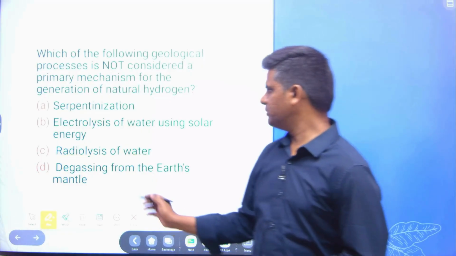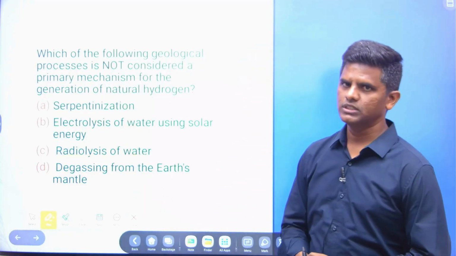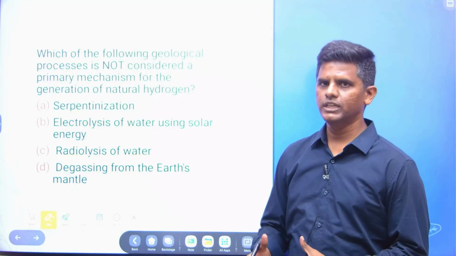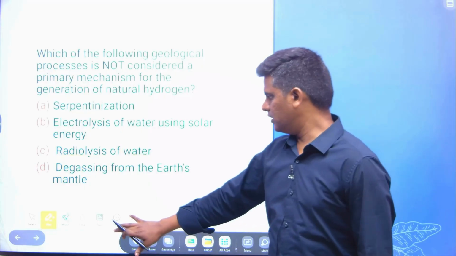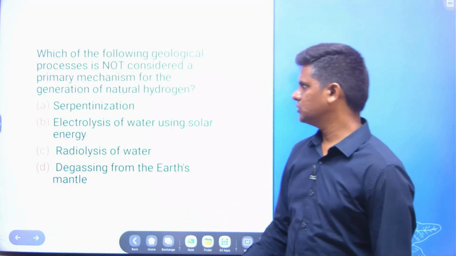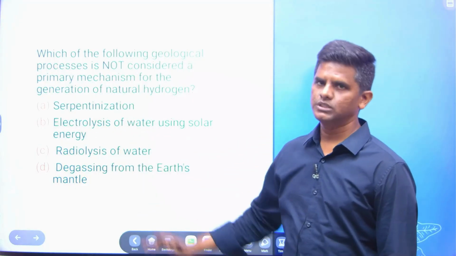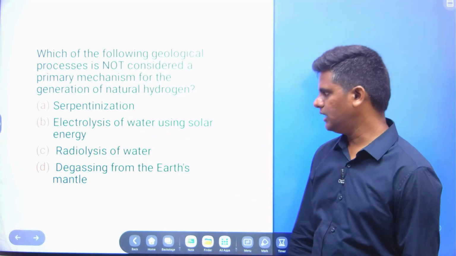And degassing from the earth's mantle. This is another process where hydrogen is formed in the earth's mantle, and through degassing we produce natural hydrogen. So the answer is B, because not is there, but all the three other processes are related to the production of natural hydrogen.